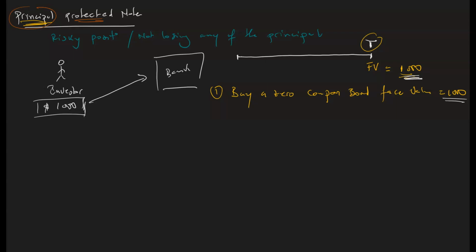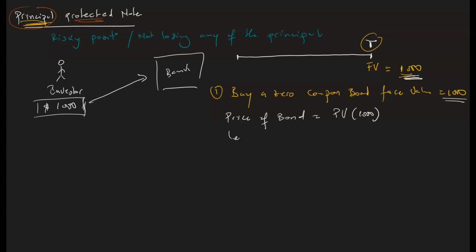There's no interest payment over the life of the bond. How much do we pay for the bond today? So the price of the bond is going to be equal to the present value of the $1,000 that we invest.